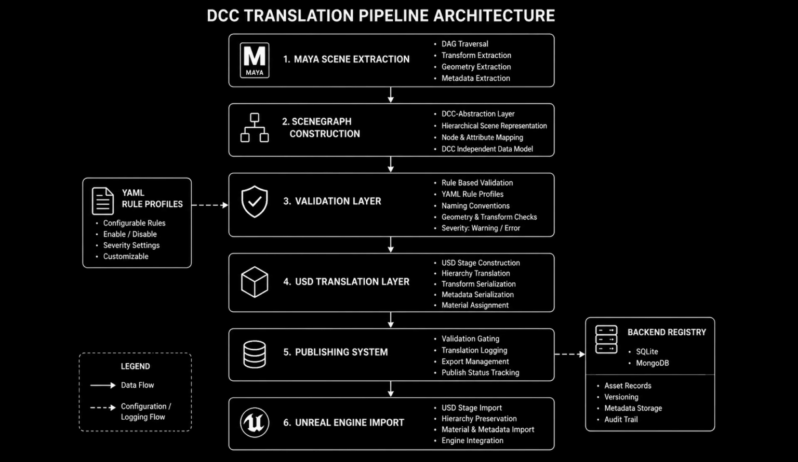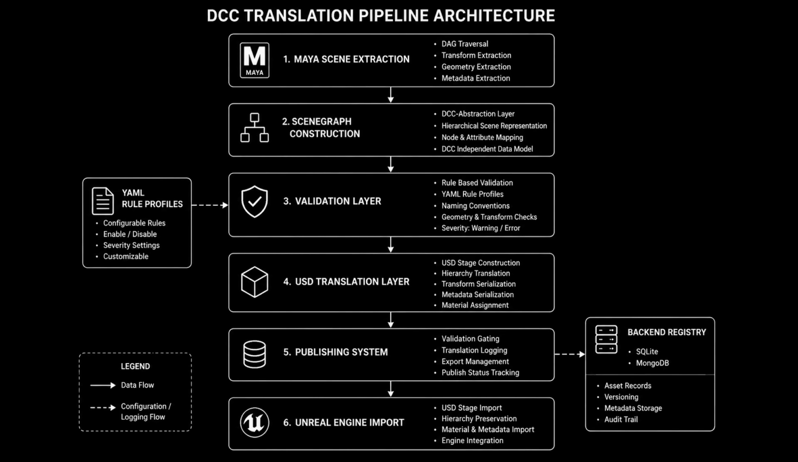After that comes the publishing system, which consists of a translation log where we send our data into our database. For the database, we have a backend registry, which means that we can have more than one database set up for the project or the plugin. Based on the one that is available, Mongo being the default one, we can always track all the exports of the scenes that we want. We're going to control asset records, versioning, metadata storage, and audit trail.